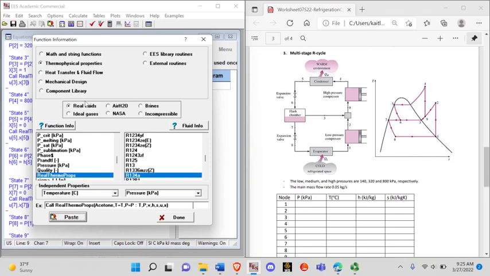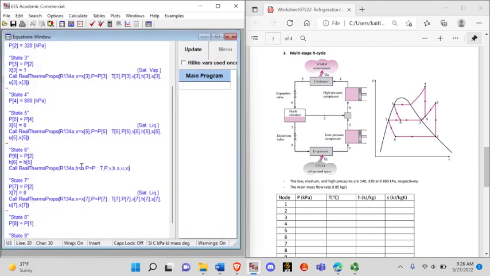Thermal properties, real fluids, R134A, real thermoprops, and pressure and specific enthalpy. Paste. Now we need to insert which element in the array we're doing. Oh, sorry, this is state 6.